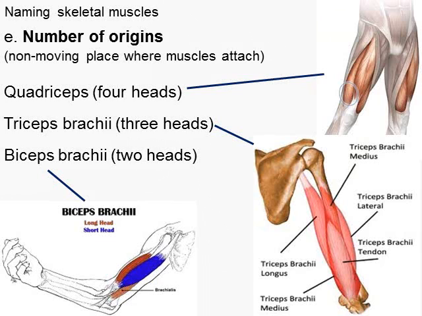Another way we name skeletal muscles is by the number of origins. Now the origin is the non-moving place where the muscles attach. So quadricep, think of 4 heads, quad. Tricep brachii, tri means 3, and there are 3 heads. That's why generally the tricep brachii is the larger, more powerful muscle of the upper arm. And bicep brachii, bi meaning 2 heads. There's a long and a short.